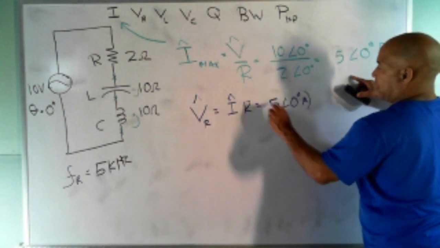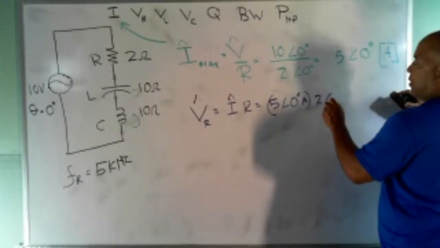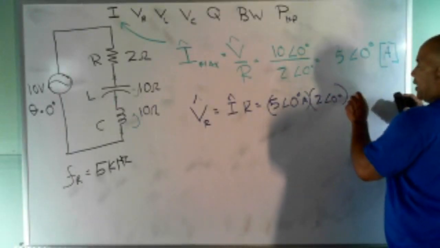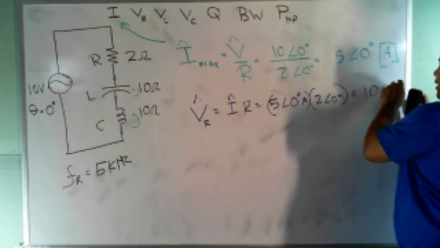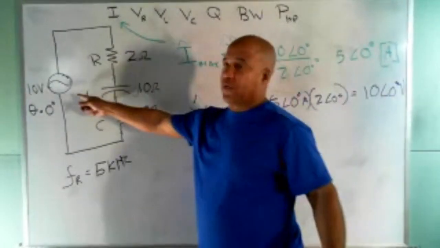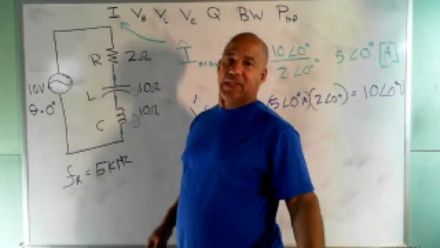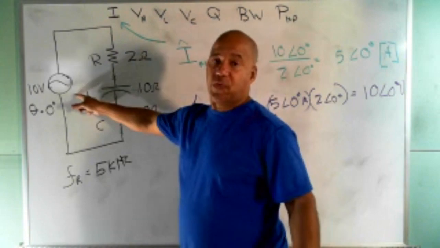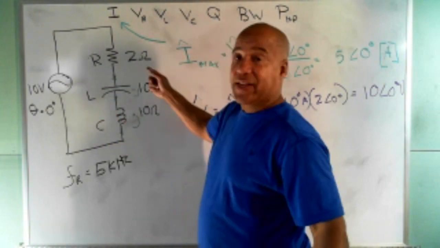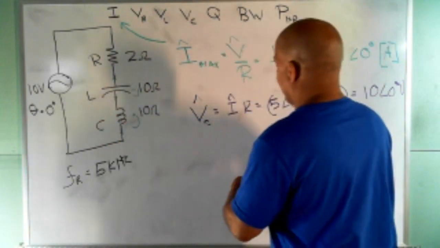I'll put my units in there. This is 2 angle 0. Look at this. This is equal to 10 angle 0 volts, which is the source voltage. That'll always be the case at resonance. The voltage across the resistor is the source voltage, and that should make sense because these cancel. But look at this. Watch this.